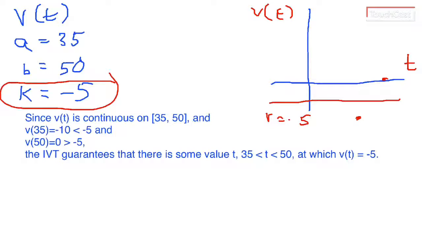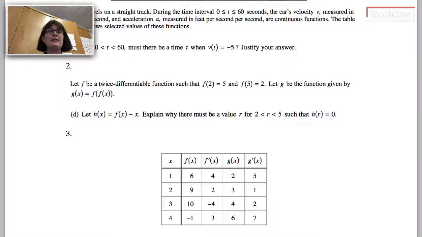So I'm going to say, since v of t is continuous on the interval 35 to 50, and v of 35 is -10, which is less than -5, and v of 50 is 0, which is greater than -5, the IVT guarantees that there is some value t in between 35 and 50 at which v of t equals -5.